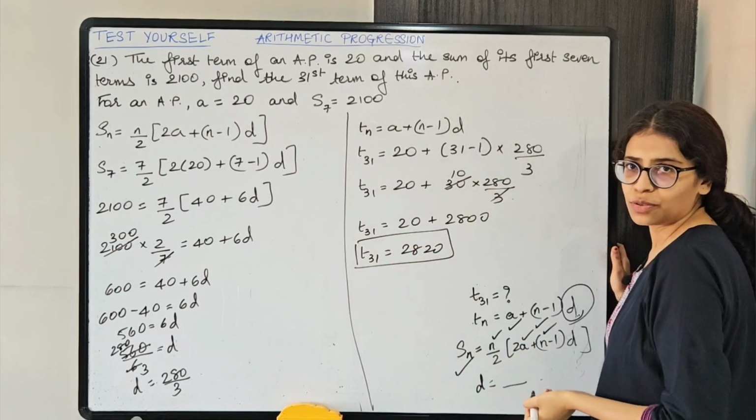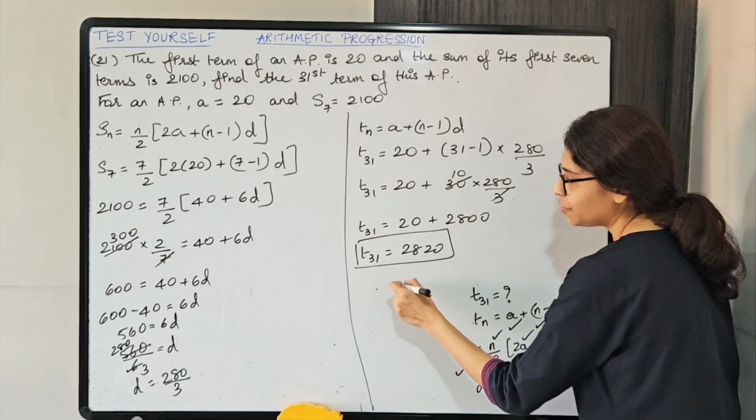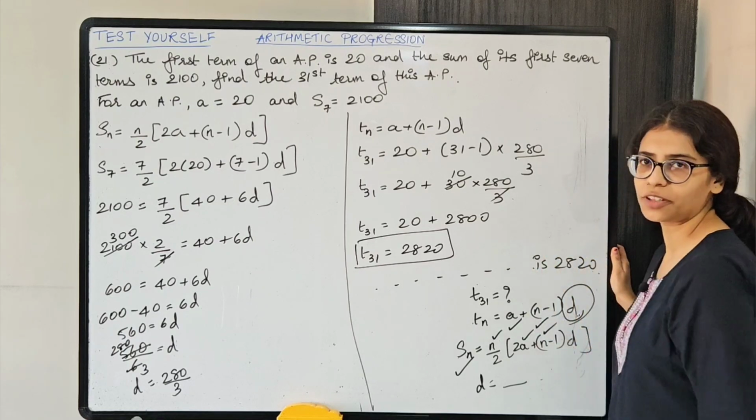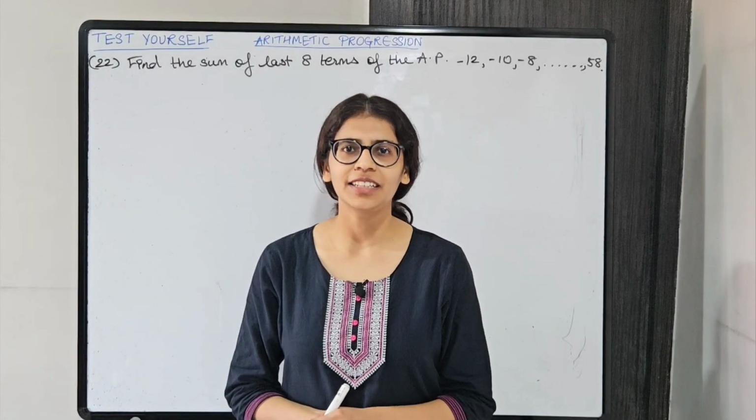Box कर दो आंसर को. Write down the final statement. The 31st term of the AP is 2820. Okay. Let's read the next question.